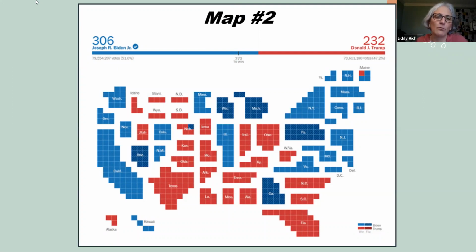It shows total information of how many votes went for Biden and how many votes went for Trump. It's still red and it's still blue, but it looks kind of different. And so I gave my students a bunch of text-dependent questions, having them just read these maps.